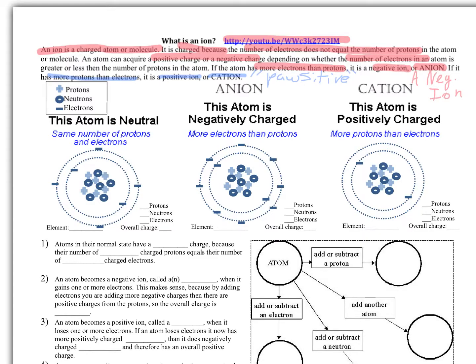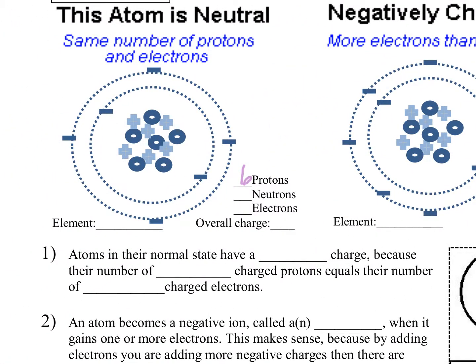So in a neutral atom, we have the same number of protons and electrons, and here would be a Bohr description of that. If we look at the number of each of the protons, neutrons, and electrons in here, we have 1, 2, 3, 4, 5, 6 protons. We have 1, 2, 3, 4, 5, 6 neutrons. And we have 1, 2, 3, 4, 5, 6 electrons. So my overall charge here is 0. My numbers of positives and negatives are equal, so I have no charge.